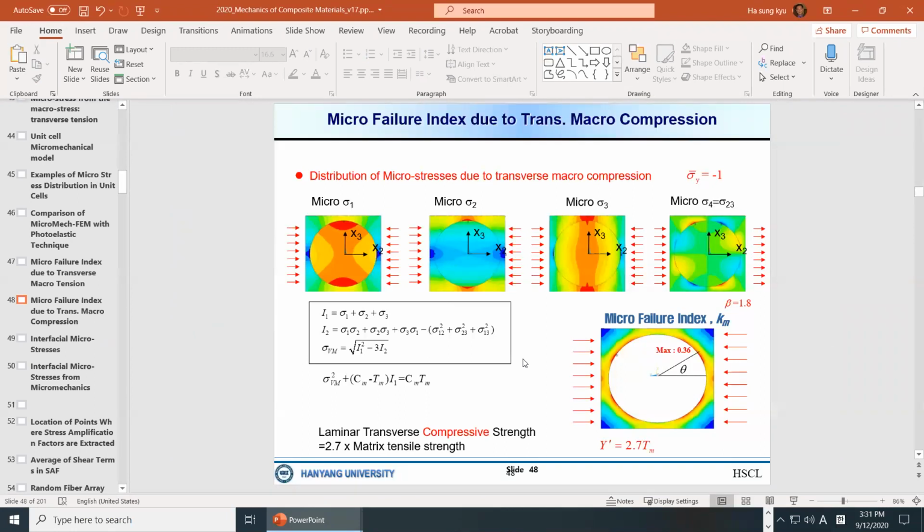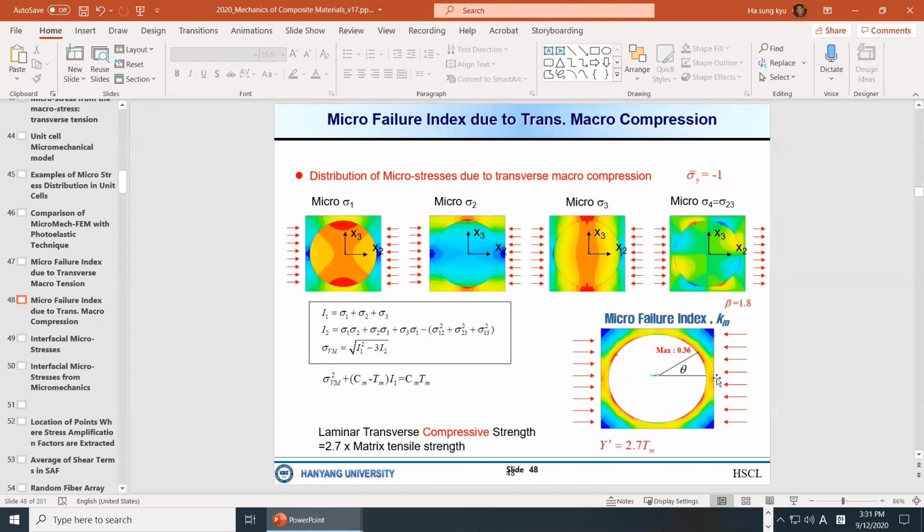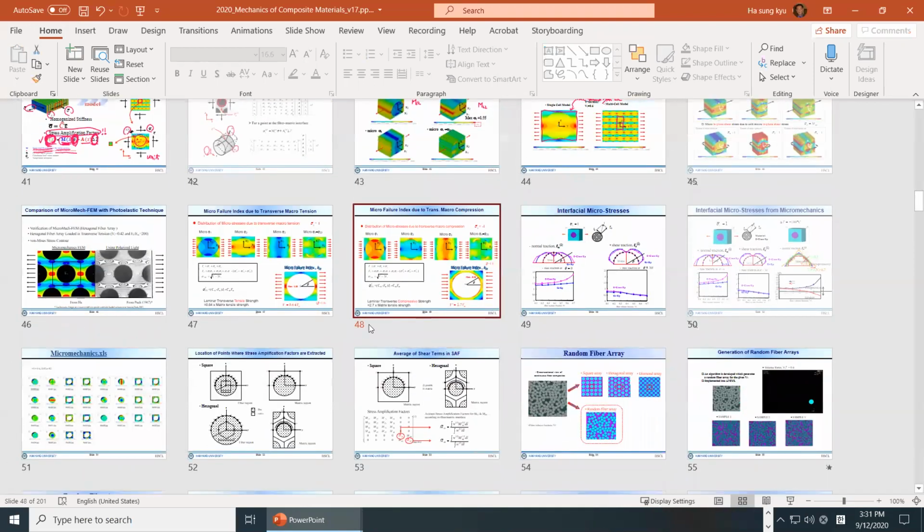And this is another example, for compression. See, it's the same. This is a tension. This is a compression. Only the sign is different, but this one, Y prime, is the transverse compressive strength. It can be calculated from the tensile strength of the resin; it is 2.7 times higher. So the compressive strength, you can see, is 2.7 times higher than the resin strength.